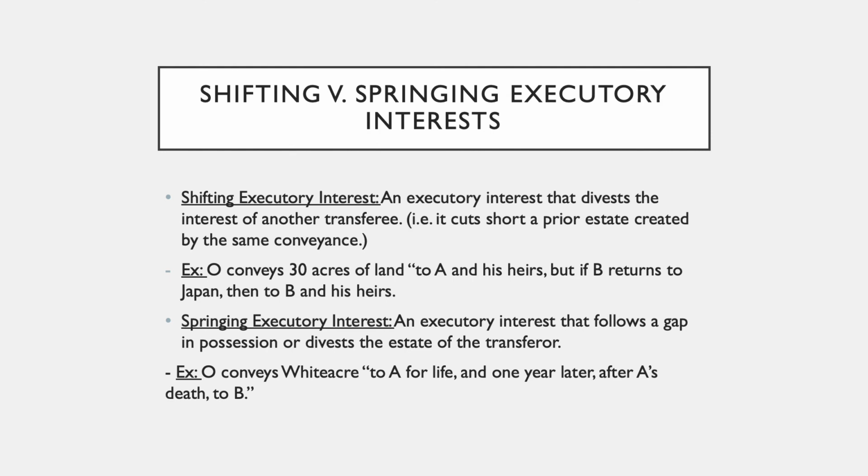So 1 year later, which is the gap in time, right, the gap in possession, it will go to B once A dies. Okay, so basically once A dies, as you can see in this example, it will revert back to O. And then once 1 year passes, it will go to B. That is a springing executory interest here.